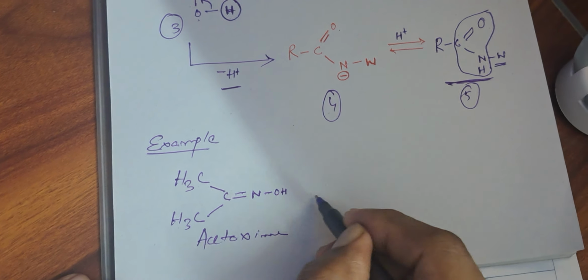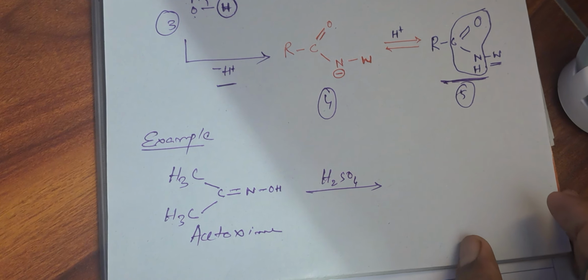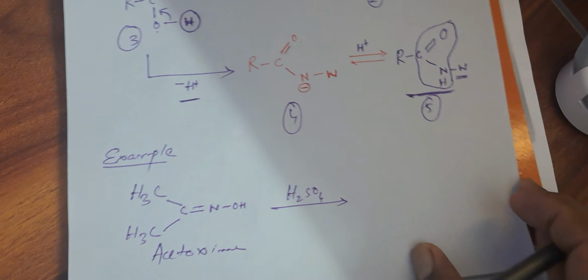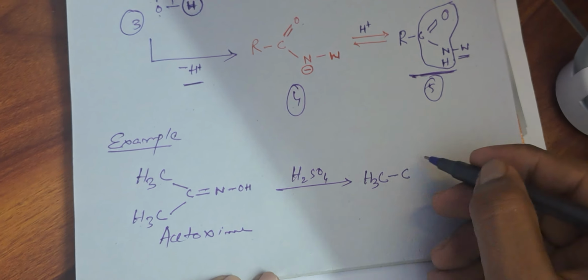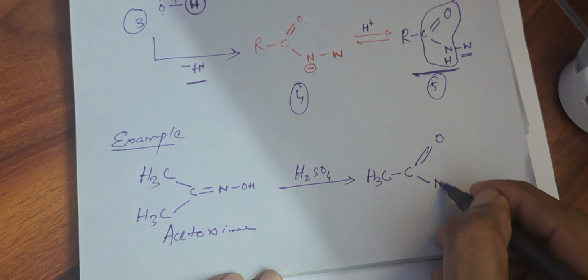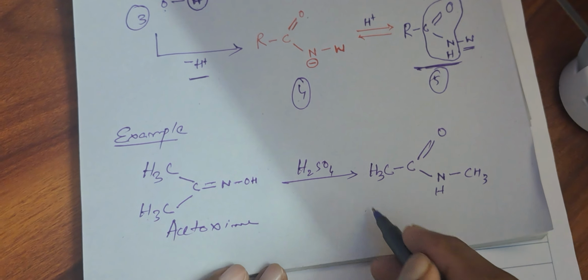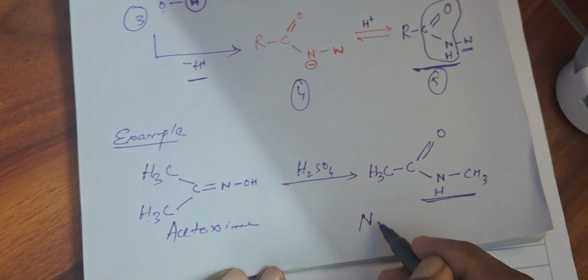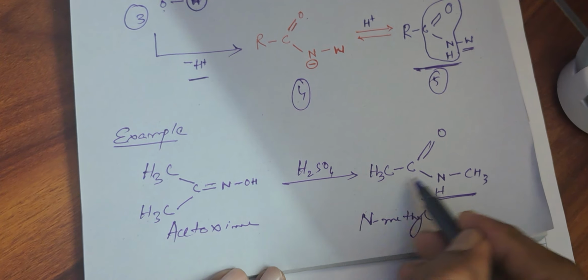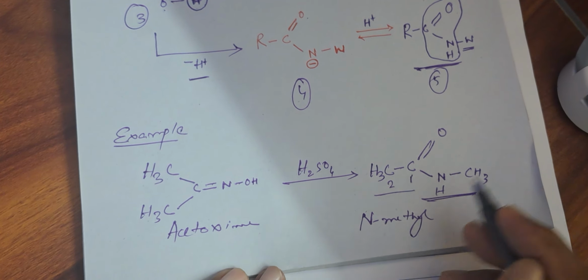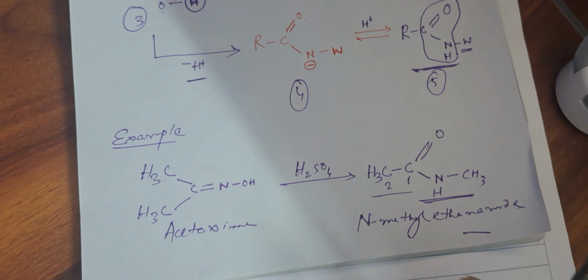And I want to convert the acetoxime. So H2SO4 is the reagent, because protonation and deprotonation are usual events over here, fine. So what will happen? H3C will remain the same. The only thing is that the C double bond O and N is getting converted to NCH3, of course with hydrogen. So thus we got N-methyl ethanamide. Why? This is 1, this is 2, 2 for eth, so this is ethanamide. So this is one example.